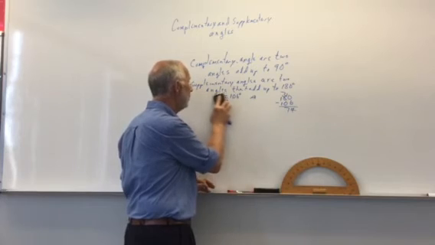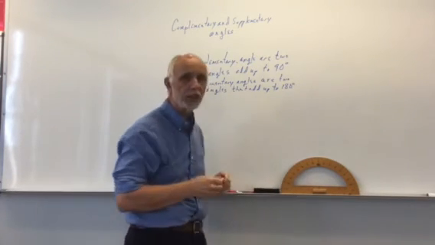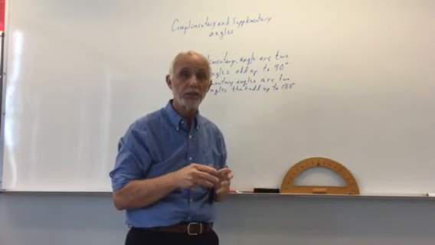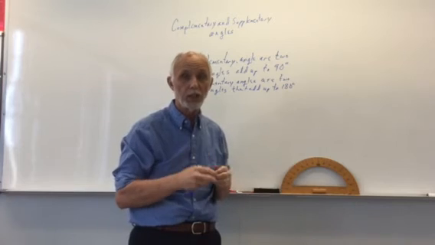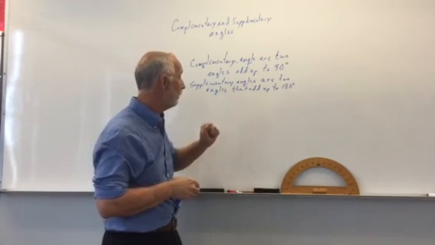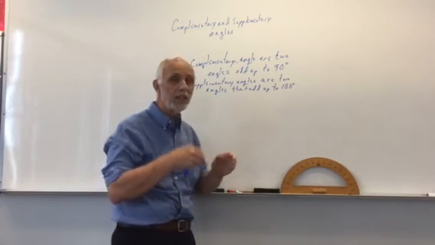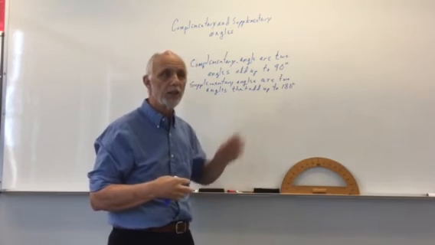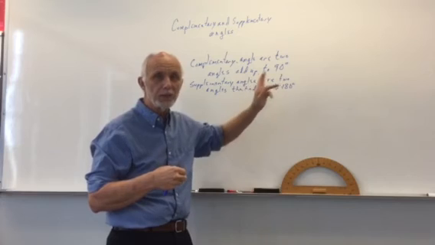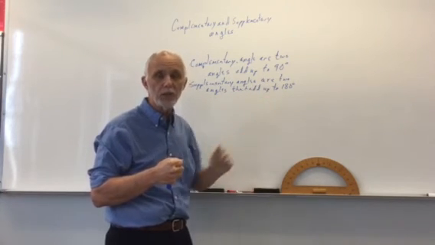By the way, this usually does not cause people much trouble unless they make a careless mistake subtracting, the most careless mistake being forgetting to borrow and cross it out and make it one less. But really, where people have the most trouble is they know one of these adds up to 90 and one adds up to 180, but they mix them up. They say, oh, complementary add up to 180. No, they add up to 90. Supplementary adds up to 90. No, they add up to 180.